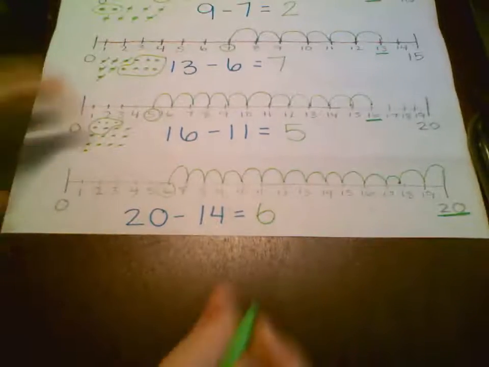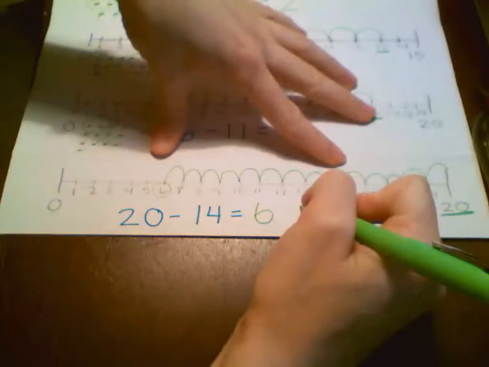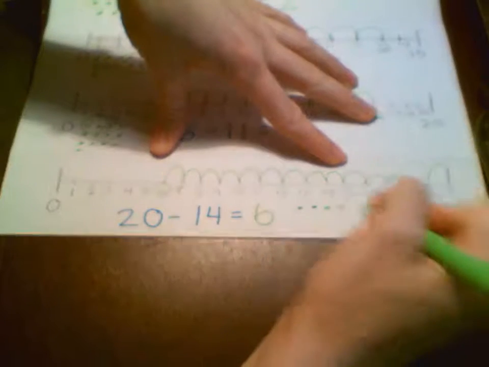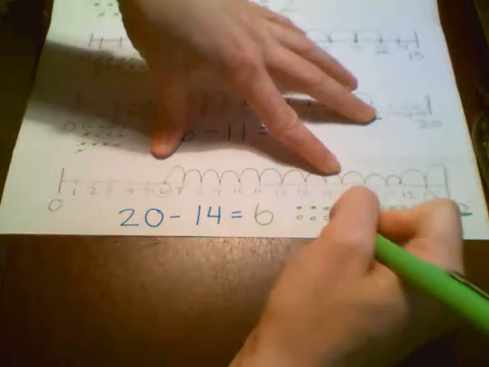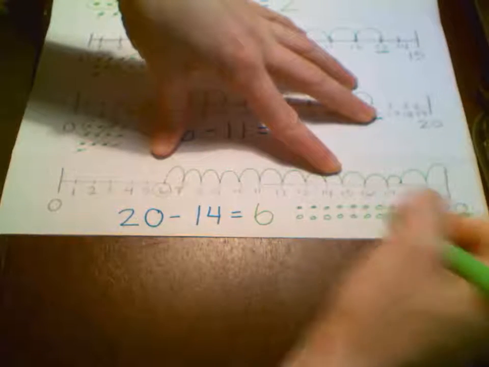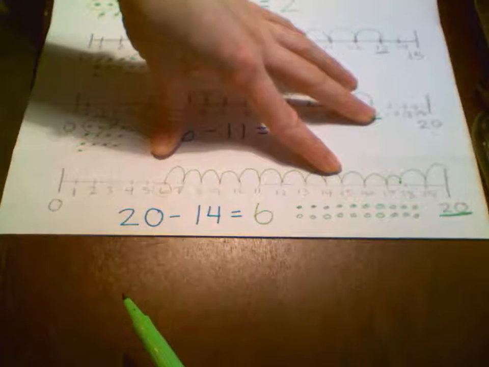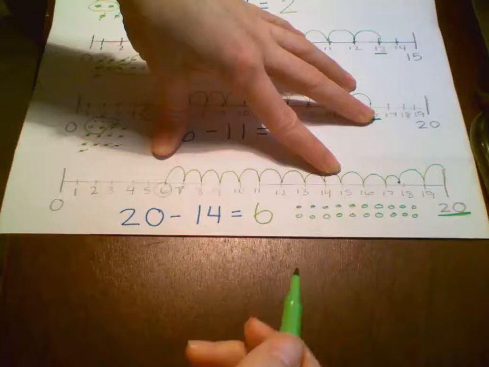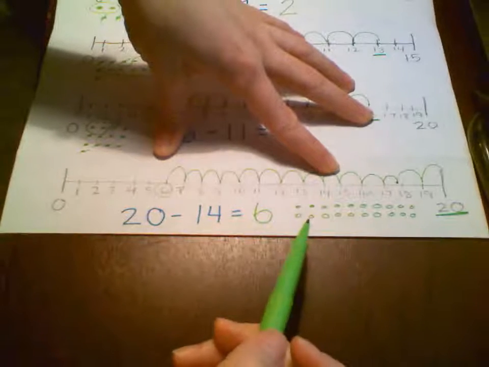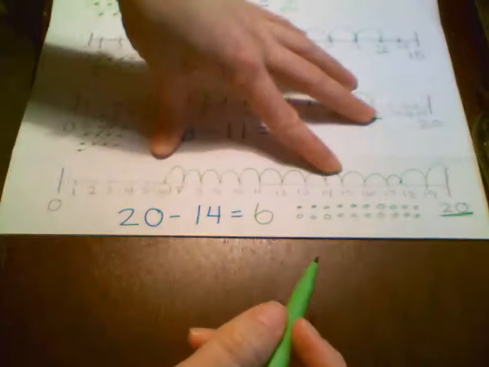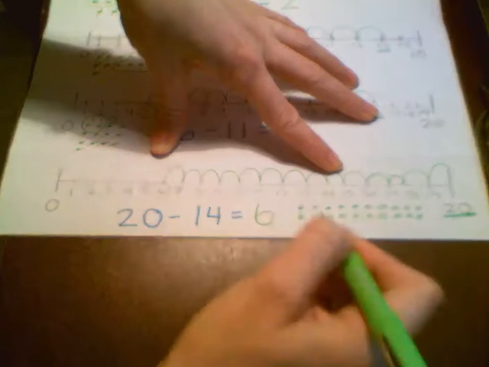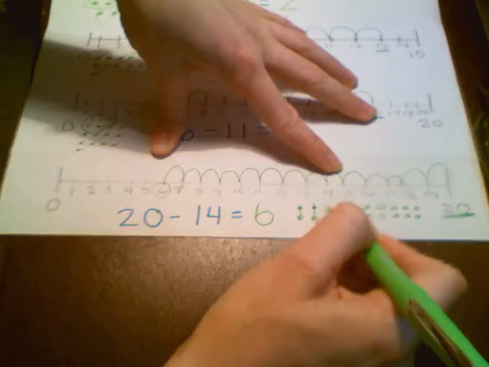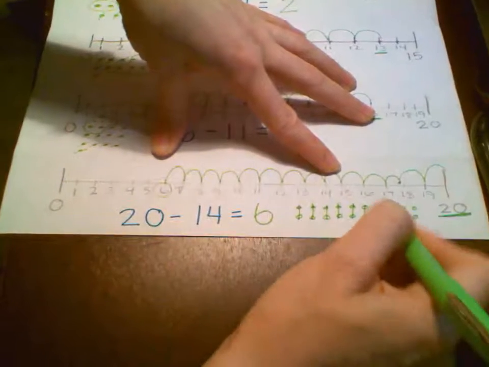Now let's show that in pictures. I'm going to do it over here where I have more room. 3, 4, 5, 6, 7, 8, 9, 10, 11, 12, 13, 14, 15, 16, 17, 18, 19, 20. So I've drawn 20 circles to represent that number 20, and I'm going to get rid of 14 of them. And boys and girls, I'm going to use a trick this time, and I'm going to count by 2s to make it go a little faster. So I'm going to count by 2s until I get to 14. So 2, 4, 6, 8, 10, 12, 14.